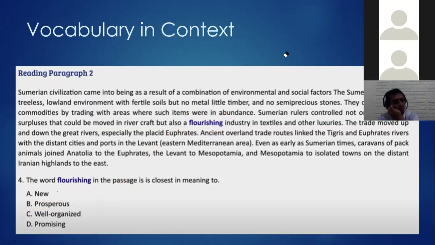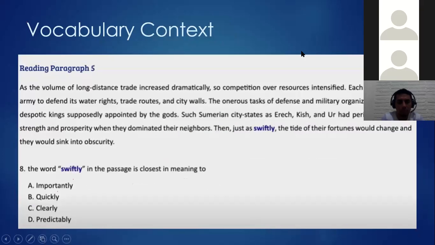Another one. I think I have one more. Let me see. Okay. Look at number three. This is the third example. Swiftly. The word swiftly in this passage is closest in meaning to. What do you think?